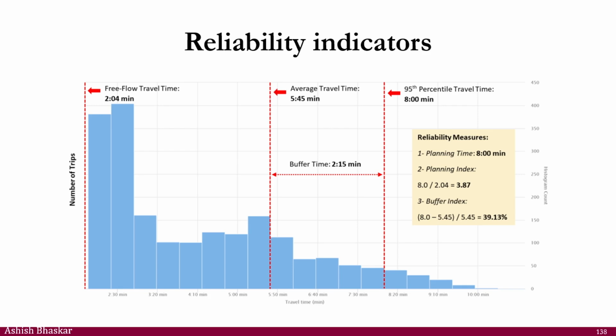The buffer time from here to there is 2.45 minutes. So this is the 95th percentile. The buffer time represents that, on average, if it takes you 8.45 minutes to travel, you need to have 2.45 extra minutes, so as to be confident that 95% of the time you are going to reach on time. So that is the buffer time, the extra buffer you have to consider.